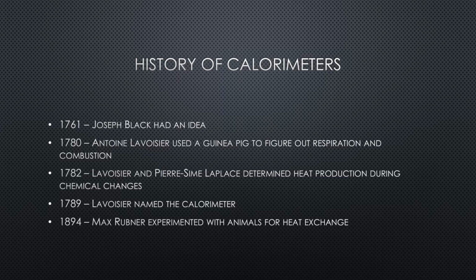In 1894, Max Rubner found out about indirect calorimetry by experimenting on animals' heat exchange inside a body of water connected to a respiration chamber.